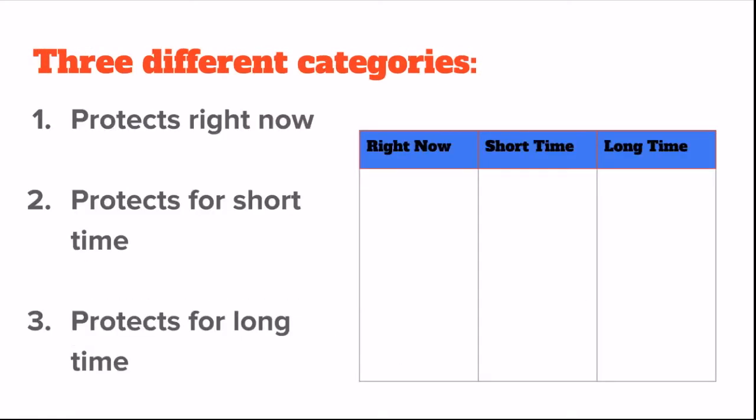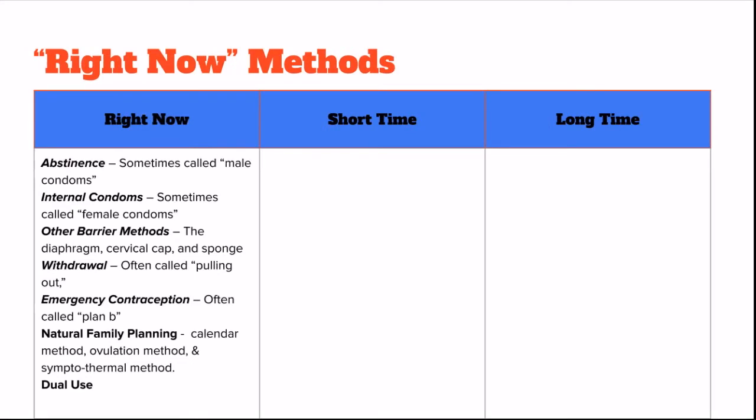We will be putting together a chart as we learn the different methods of birth control and their appropriate categories. Once we've completed the chart, I'll pass out a printed, filled-in copy for you to keep for yourself, with the 3 categories we will be covering as protecting right now, protecting for a short time, and protecting for a long time. The first category we will be covering is the protect right now methods.